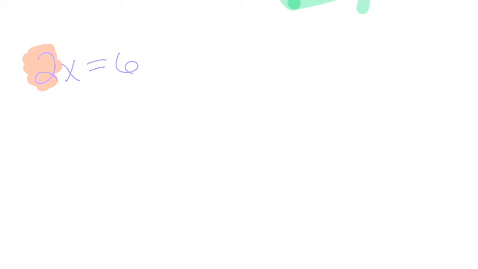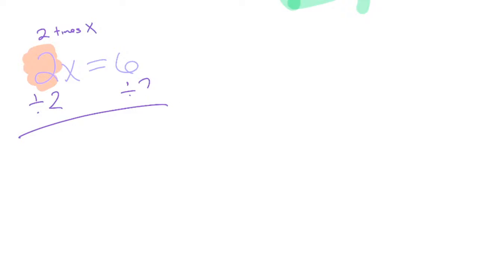So 2 sitting next to an x means 2 times x. What is the opposite of 2 times? Okay, hopefully you recognize the opposite of 2 times is divided by. So let's divide by 2. And remember the law of math, what you do on one side, you must do to the other.